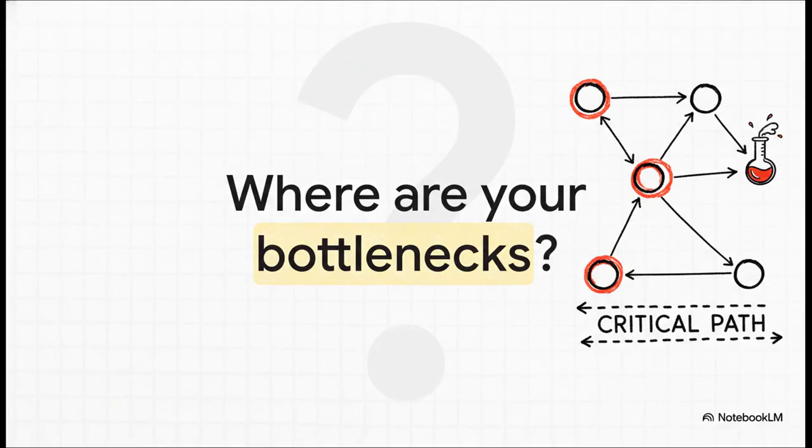Question number 1, and it's the big one. Where are the bottlenecks? The great thing is your diagram screams them at you. Just look for the longest tasks on your critical path. Those are your prime suspects. So maybe that develop prototype task takes 15 days. Well, guess what? That's your bottleneck. That's the spot where making even a small improvement could have a huge impact on the whole project.